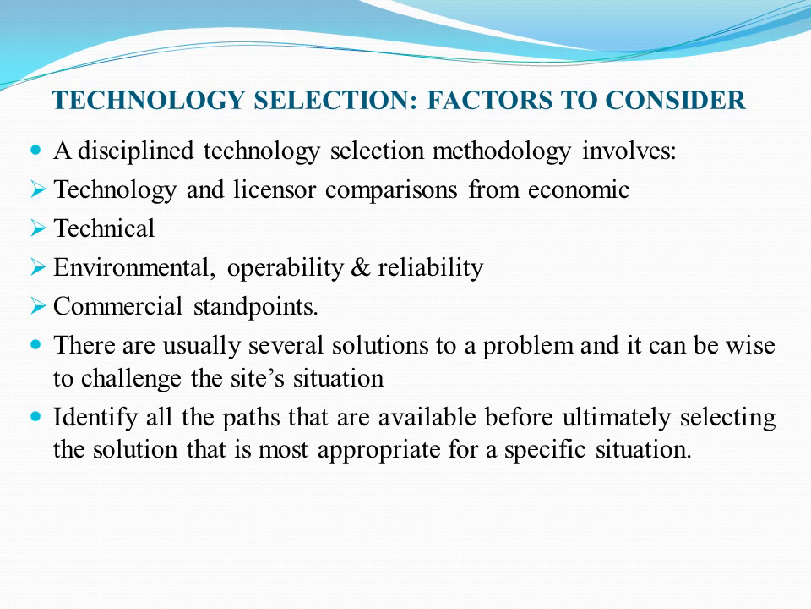Technology selection factors to be considered. First, a disciplined technology selection method involves technology and licensor comparison from economic, technical, environment, operational reliability, commercial standpoints. There are usually several solutions to a problem and it can be wise to challenge the site situation. Identify all the parts that are available before ultimately selecting the solution that is most appropriate for a specific situation.